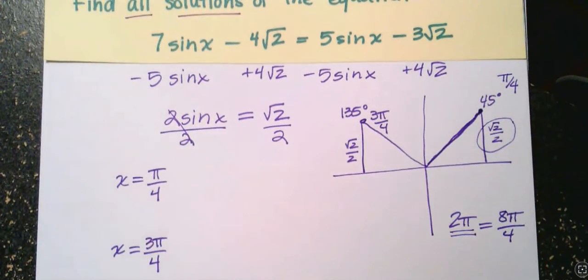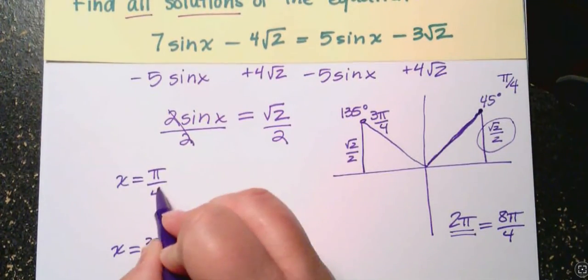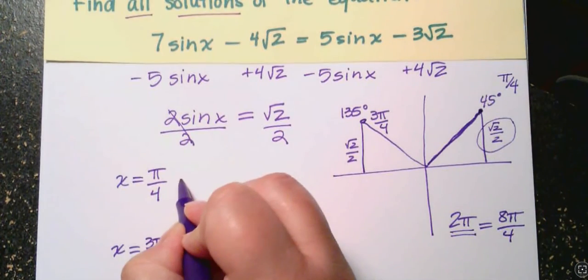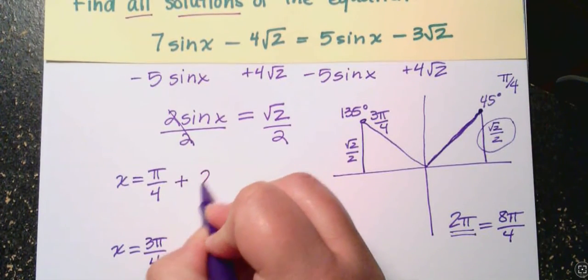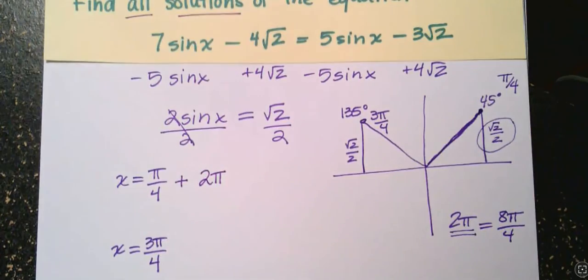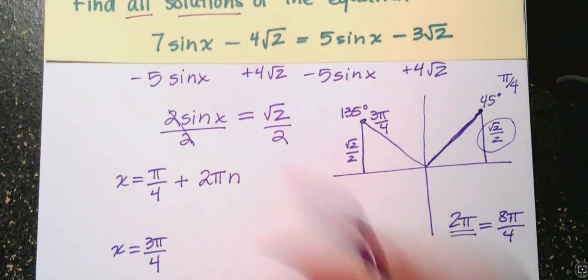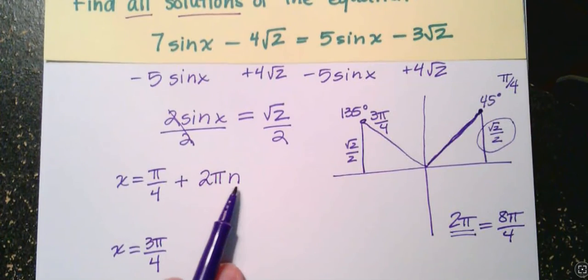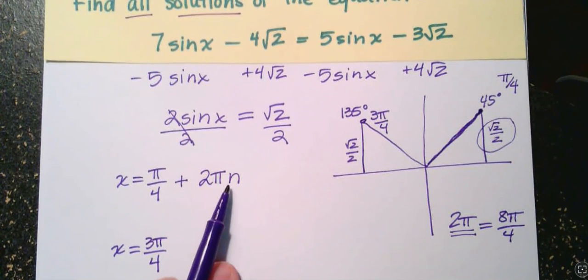We take that answer and we say pi over 4 is one place that has this value, but I can also go around the circle, all the way around the circle, however many times you want. Sometimes we use an n here, sometimes we use a k here. I'm using an n here just because I saw that on a test that my pre-cal students are going to take, I saw that they're going to use an n. So I usually use a k.